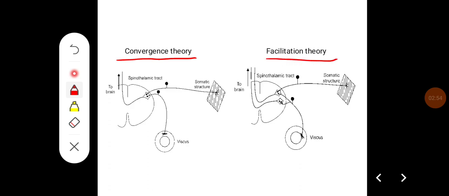You can see both afferents converge on the same synapse in the spinal cord. So whenever there is a pain in the viscera, the afferent pathway from the somatic structure is also facilitated. That is why the brain perceives it as if the pain is coming from the somatic structure. In the facilitation theory, the visceral afferent pathway gives collaterals to the somatic afferent pathway. So that is how the synapse is facilitated, and that is why the brain perceives as if the pain is coming from the somatic structure as well.